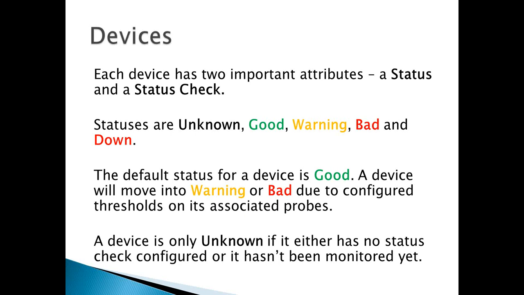For a device to go down, it has to fail its status check. And for a device to be unknown, it either means we've never monitored it, or all the BMUs that are available to monitor that piece of equipment are offline or unreachable in some way.